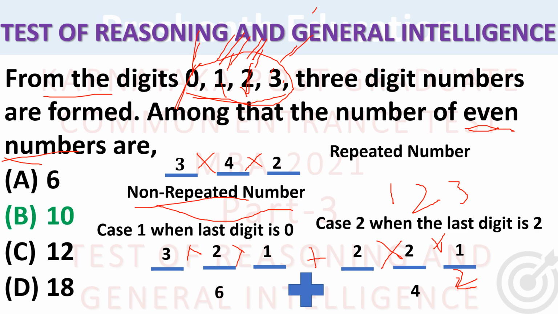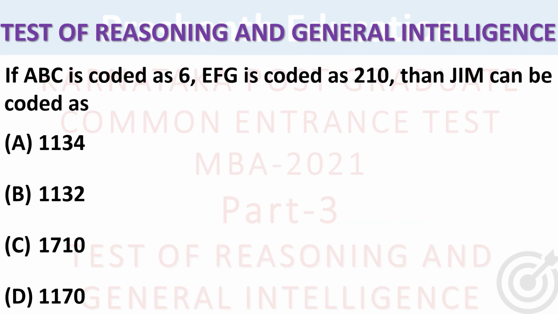Okay, let's go into the next problem. Let's look at the next question. If ABC is coded as 6, EFG is coded as 210, then GIM can be coded as what? They have given us the code and we need to see what GIM would be.